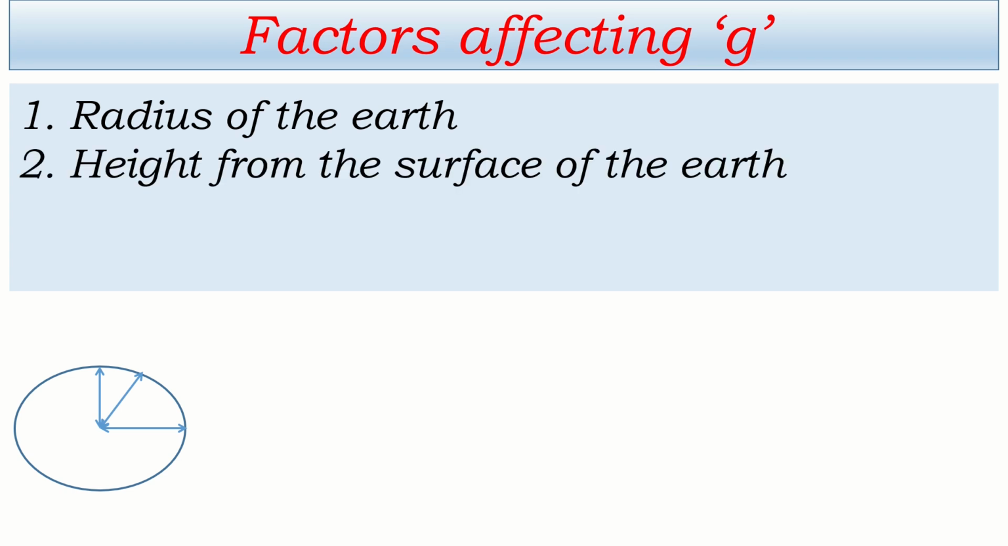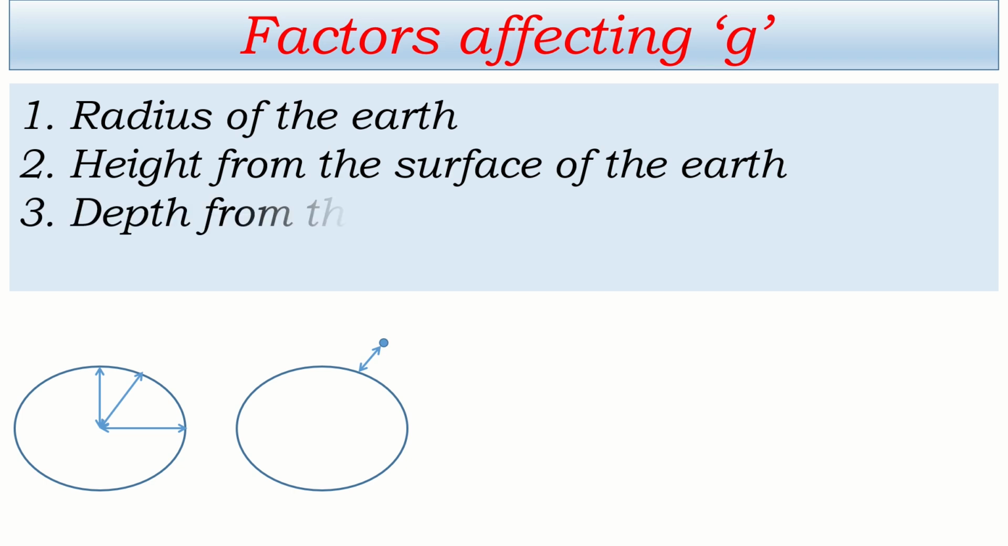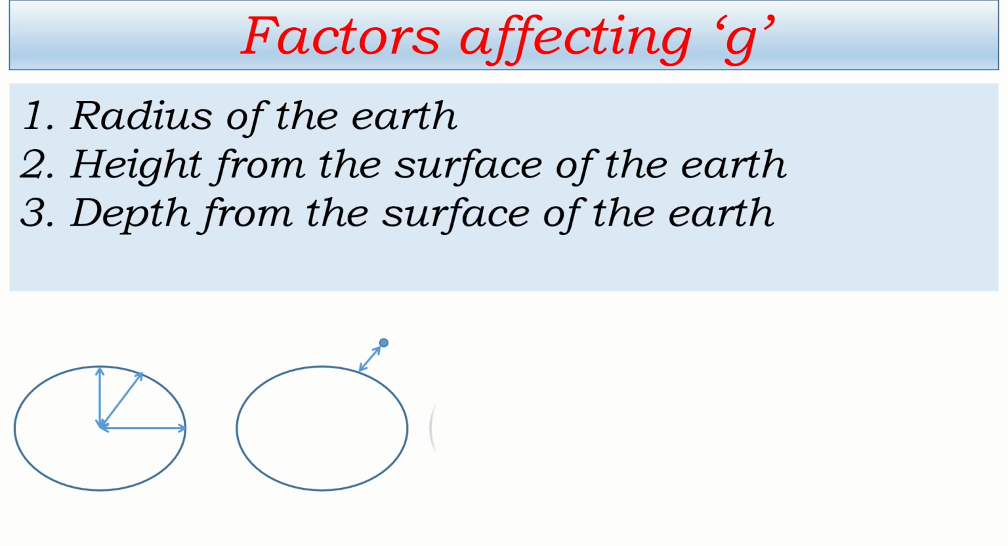g depends upon height from the surface of the earth. As the height from the surface of the earth increases, the acceleration due to gravity decreases. The value of g becomes less. Next, depth from the surface of the earth. As we go to the depth of the earth from the surface, let's say at this place, then the acceleration due to gravity at this place is less than at the surface. This is very interesting. When we go to height, g decreases. When we go inside the earth, g decreases.